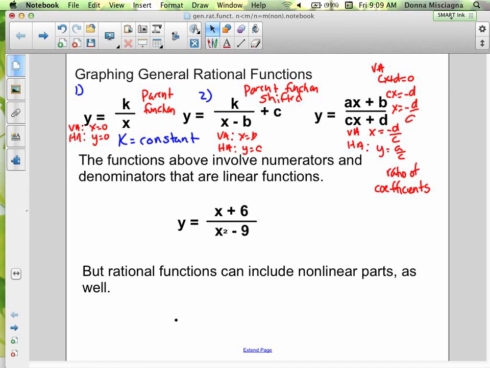All right, and then we saw the ones where we had an x in the numerator and x in the denominator. So we have ax plus b over cx plus d. Our vertical asymptote, we set our denominator equal to 0. So if we set cx plus d equal to 0, we'd have cx equals negative d. And if we divide by c, x is negative d over c. That would be our vertical asymptote. Our horizontal asymptote is going to be the ratio of those coefficients. Right? So a over c. But rational functions can include nonlinear parts as well. So now instead of just an x in the denominator, we have an x squared minus 9. Right? So a little bit more involved.